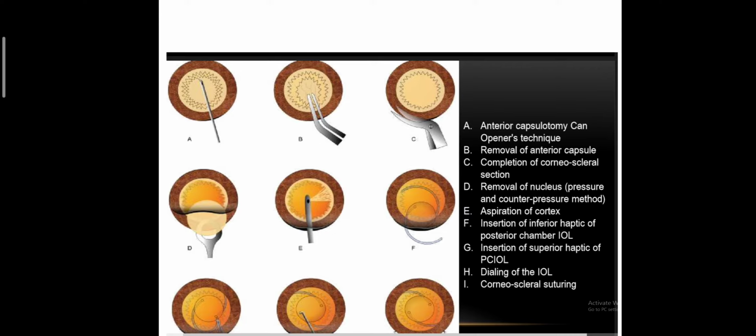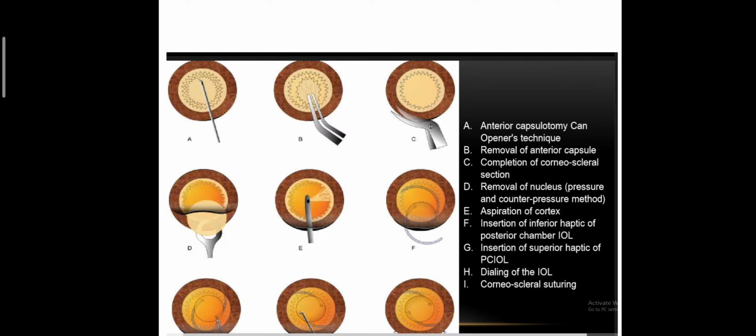Following the removal of capsule, the next step is completion of the corneoscleral section. Like initially, the corneoscleral incision was done. Now corneoscleral section has to be extended. We need to complete the corneoscleral section using the enlarging scissors or a keratome. So this is the completion of the corneoscleral section using a scissors. So after this, hydrodissection is done.